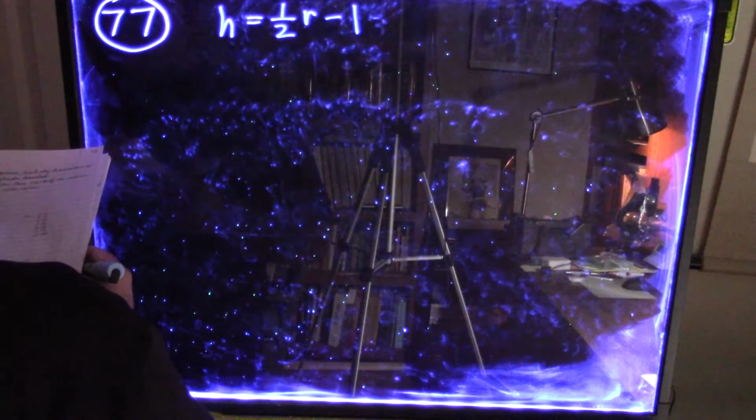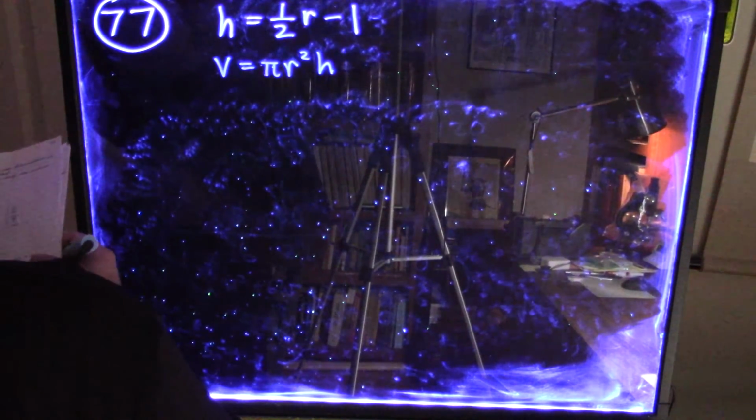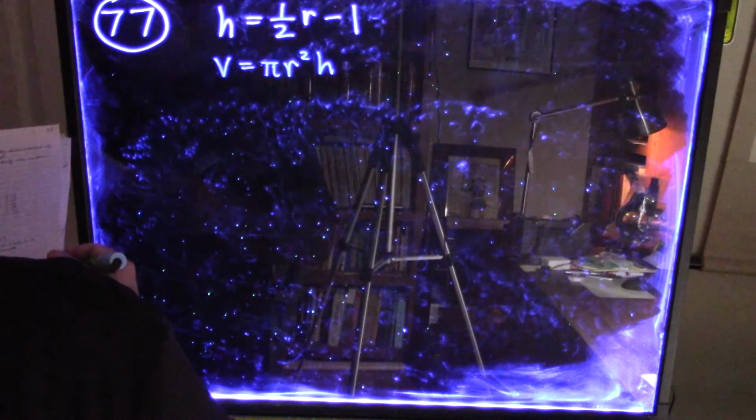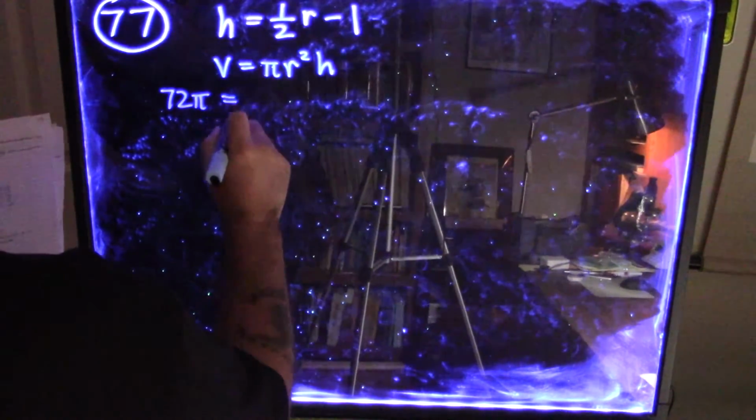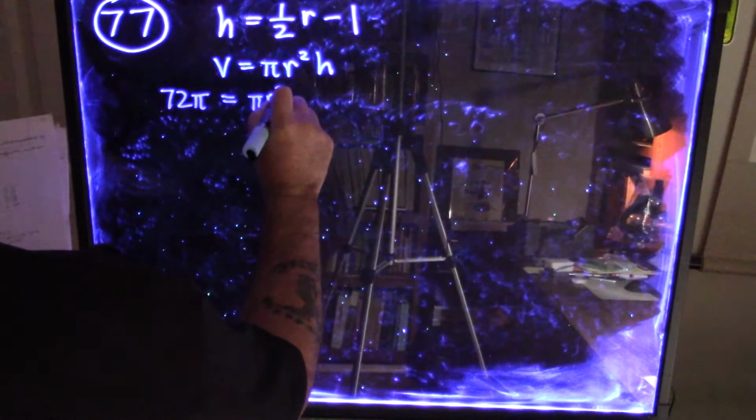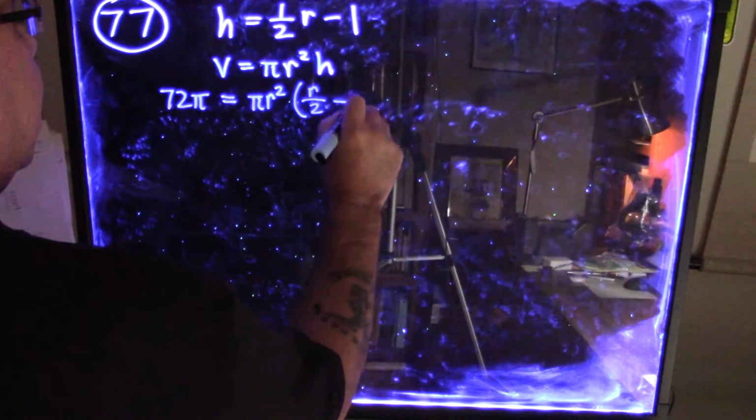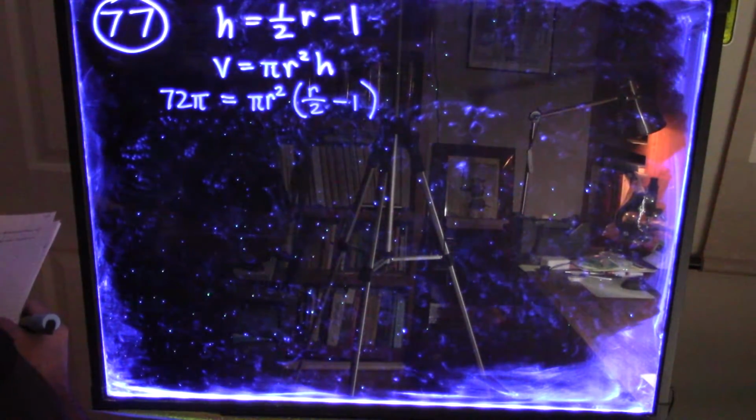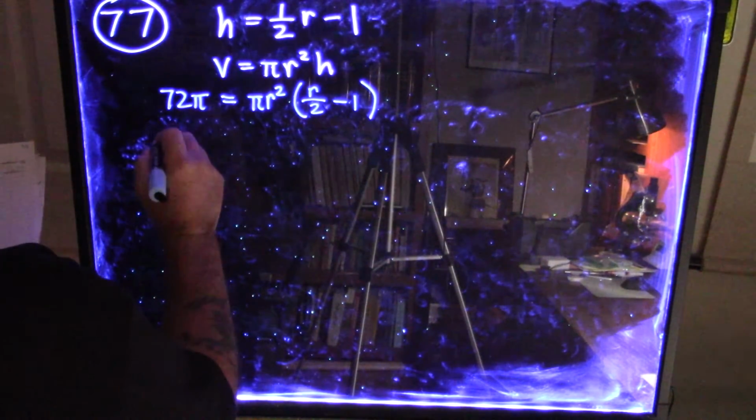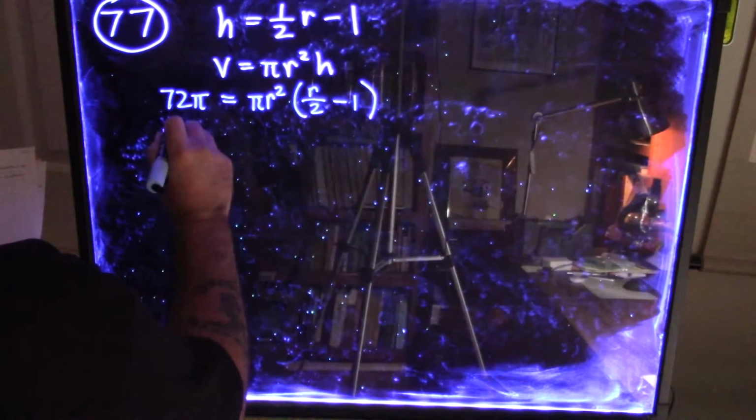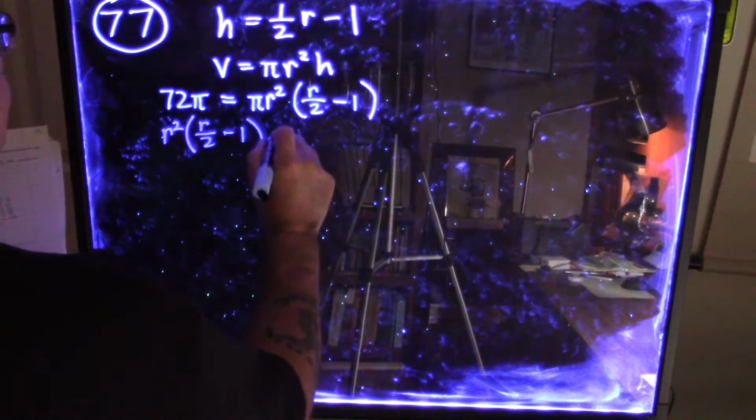And then we've got V equals pi r squared h. And so the volume is 72 pi. So set the volume to 72 pi. And then you've got pi r squared times h, which is 1/2 r minus 1, or you could write that as r over 2 minus 1. And there you go. So divide both sides by pi. That gets rid of that there. Alright, so you've got r squared times the quantity r over 2 minus 1 is equal to 72.